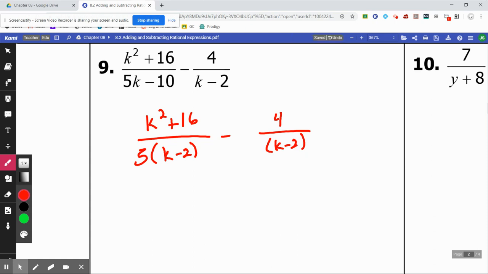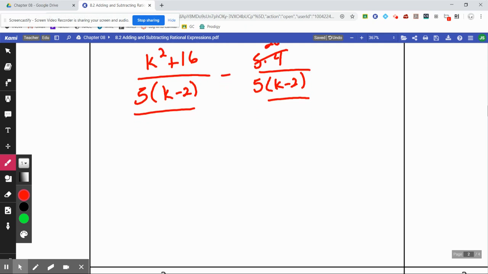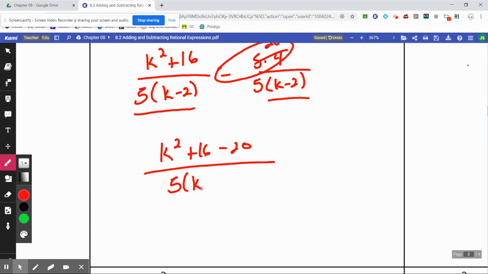Since the only difference between these two bottoms is the 5, if I multiply top and bottom here by that 5, the bottoms are now the same. This will be a 20. So on top I have k squared plus 16 minus 20 over that 5 parentheses k minus 2.